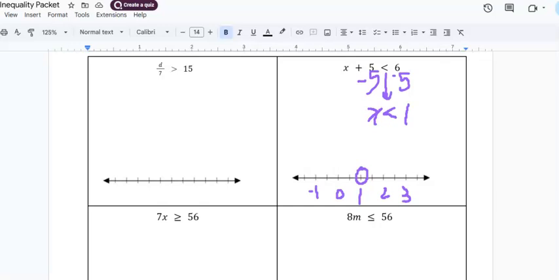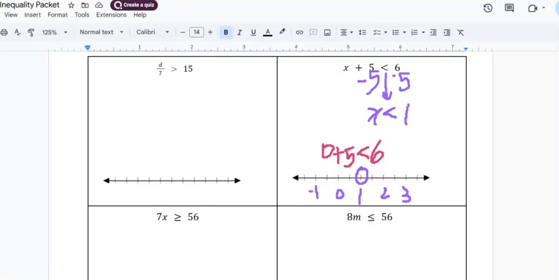Now, based on my inequality symbol, I think my solutions are to the left. So I'm going to check that. I'm going to use the same strategy for checking that I did with equations. I'm going to choose a number on this side, like 0, and substitute it in my inequality. So 0 plus 5 should be less than 6. I'm just copying the original inequality, a number plus 5 is less than 6, but I substituted in 0 for x.